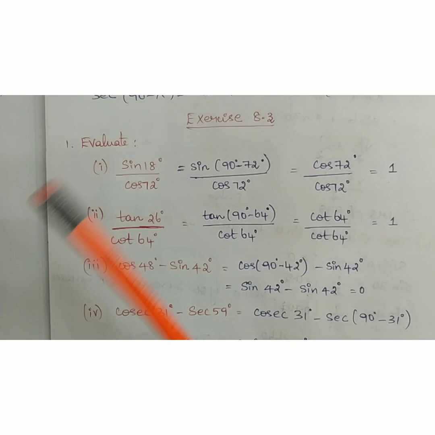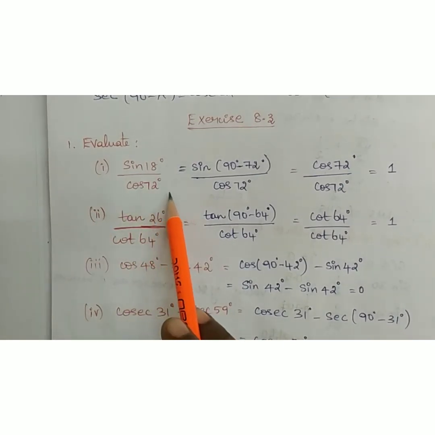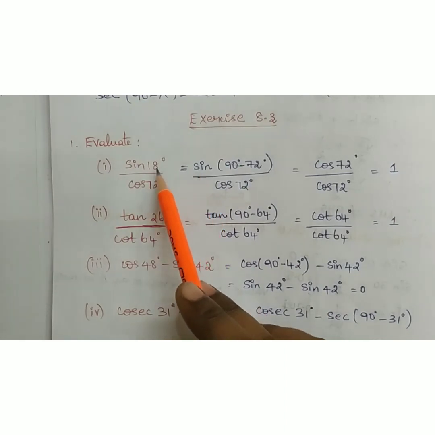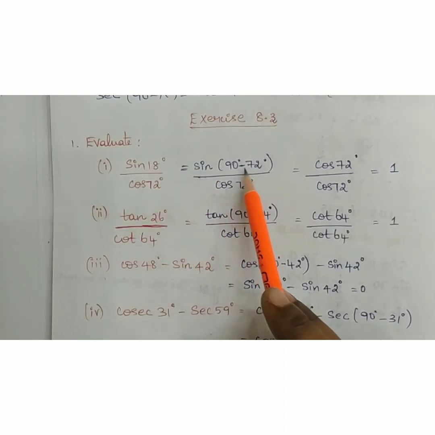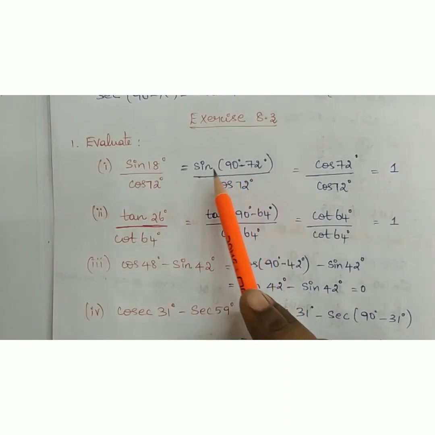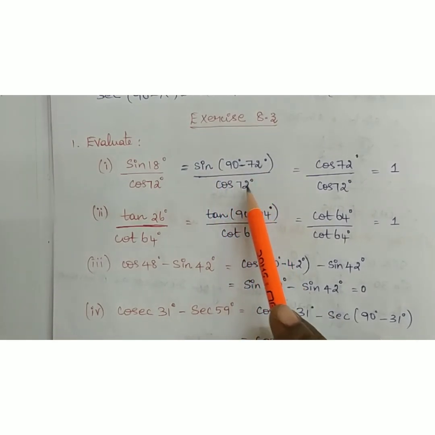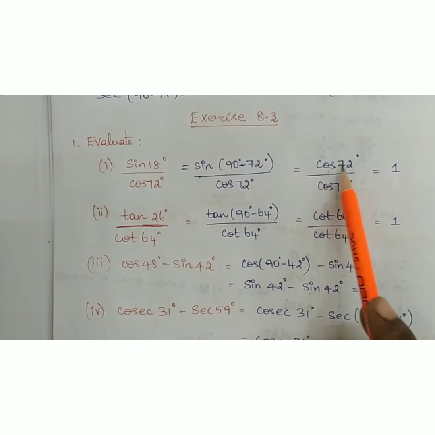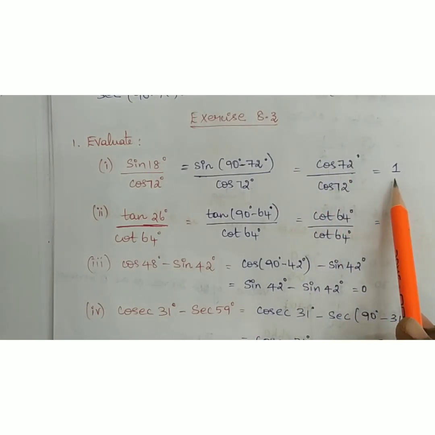Evaluate sine 18 by cos 72. We know sine of 90 minus theta is cos theta. Here this 18 is written as 90 minus 72. So sine of 90 minus 72 by cos 72. Sine of 90 minus theta is cos theta. So cos 72 by cos 72 gets cancelled and our answer is 1.